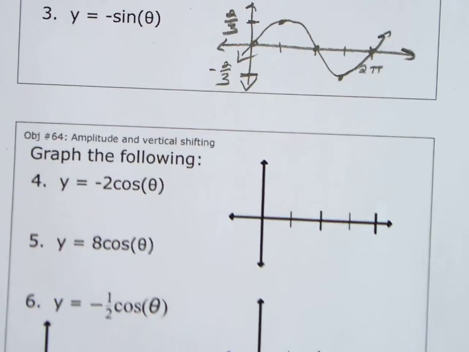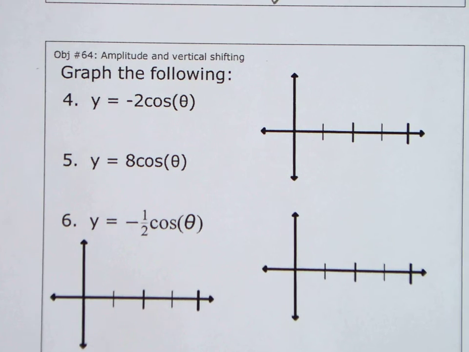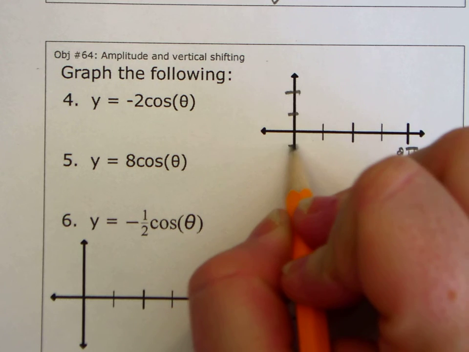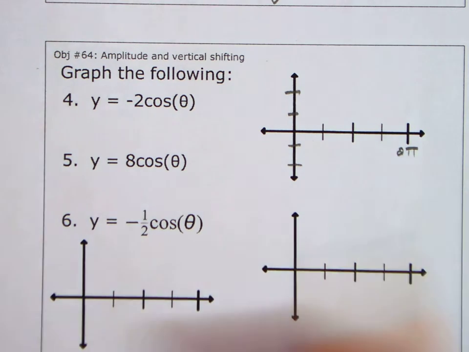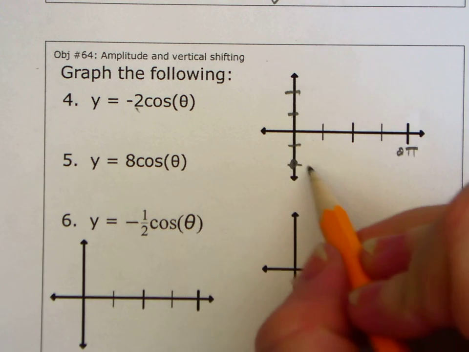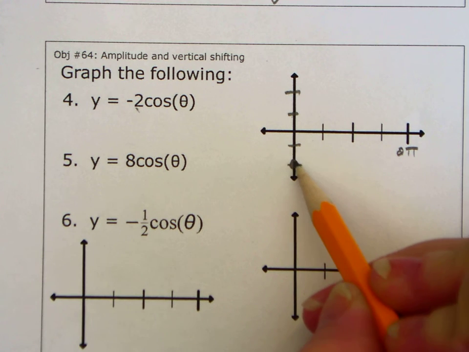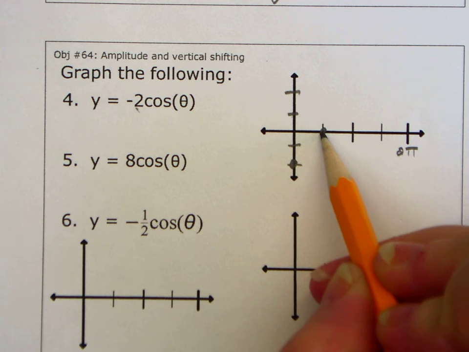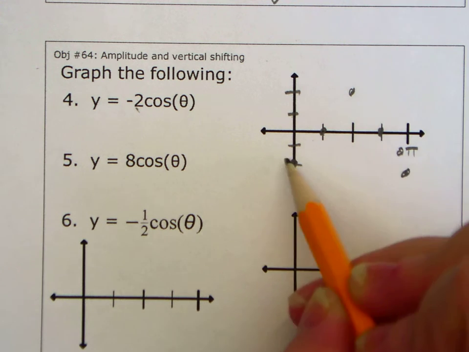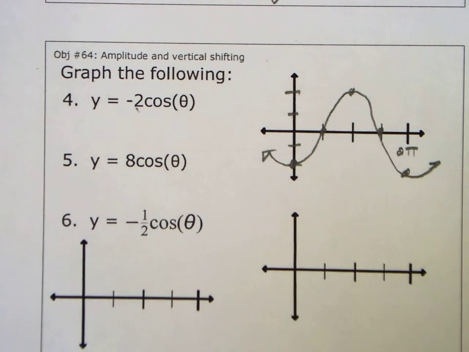Number 4. Y equals -2 cosine of theta. Again, this is my 2 pi. 1, 2, 1, 2. Now, where does cosine normally start? It normally starts at 1. 1 times -2 is -2. So cosine with -2, we're going to start down here. Now, cosine goes from here, goes to 0, and then up, down, down. Remember, the points make a V shape. Do not draw a V, draw a curve. And that's your cosine curve.